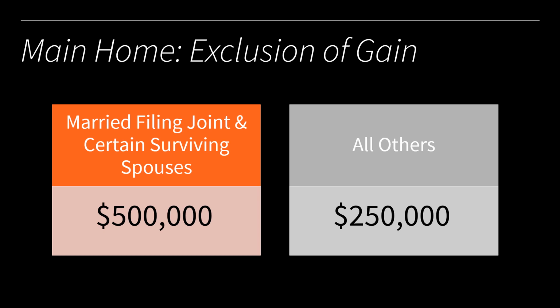The amount of gain that can be excluded does have an upper limit. But remember that this is gain, so this is not the sale price. This is the sale price minus the cost would be the gain. So for married filing joint taxpayers and certain surviving spouses, that exclusion amount can be up to $500,000. And for all others, the exclusion amount is half of that at $250,000.